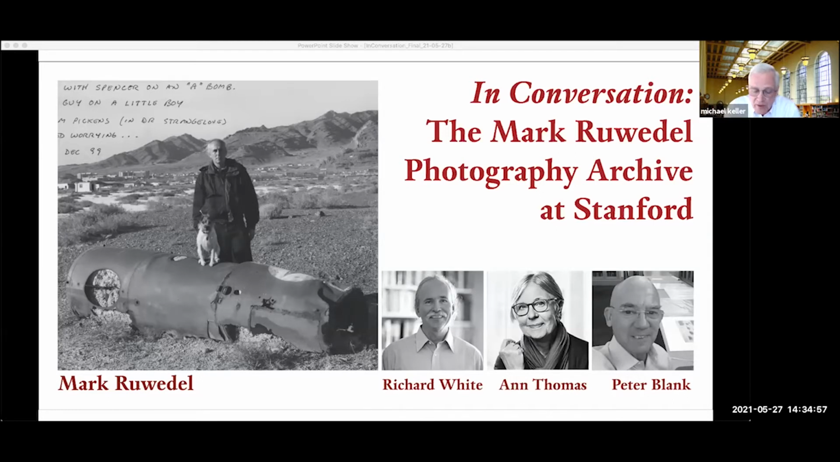Our own Professor Richard White has referred to Ruwedel as a historian's photographer. Referring to two of Ruwedel's handmade photo books in the exhibition, Rice and Devil's Den, White continues, and I'm now quoting again, "These photographs seem closer to the biblical, from dust to dust. But that is not quite true either. His West has not yet returned to dust.